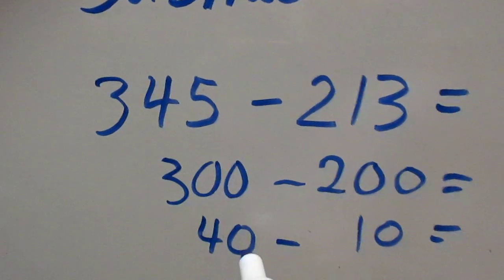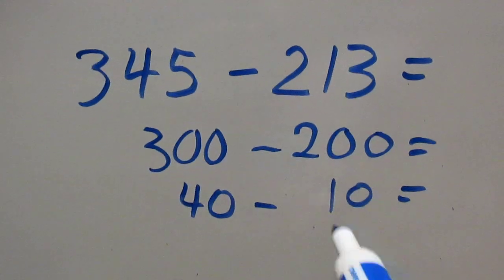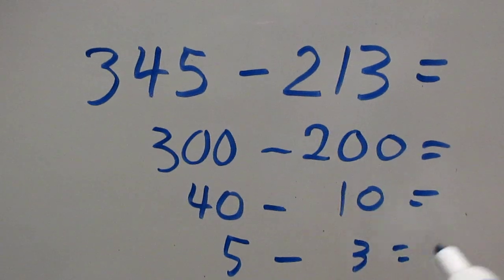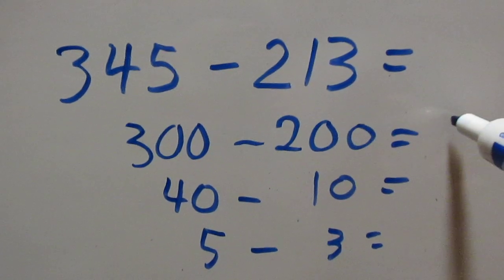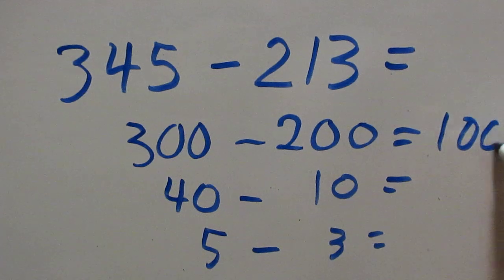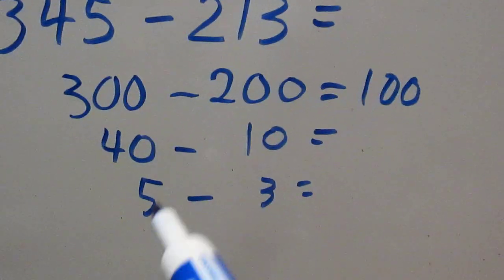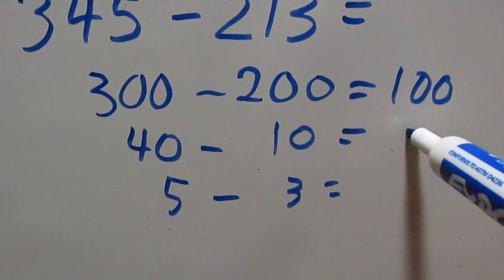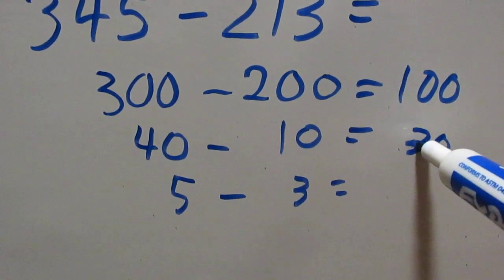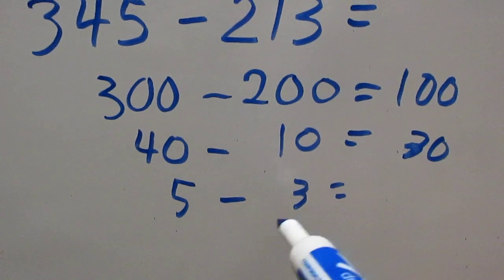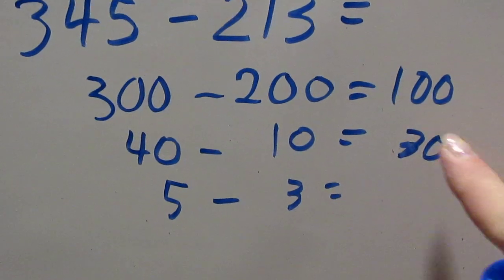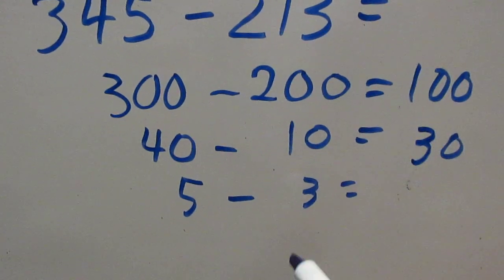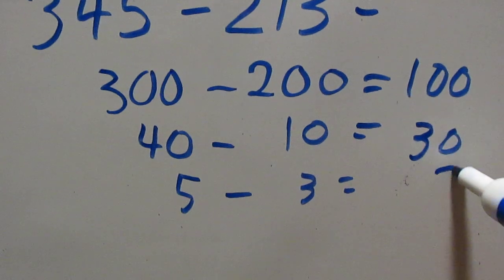So we have 300 take away 200, 40 take away 10, and 5 take away 3. So 300 take away 200 is 100. We're not supposed to say 100, we're just supposed to say 100. 40 take away 10 is 30. I'm writing this one-handed, so it's a little tricky. And then I'm going to make that better, 30. And then 5 take away 3 is 2.